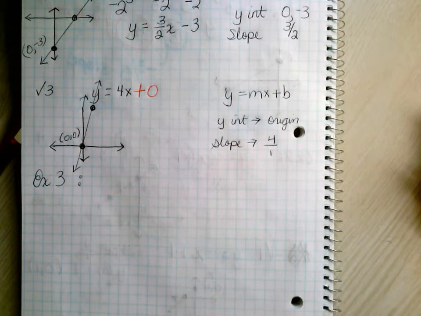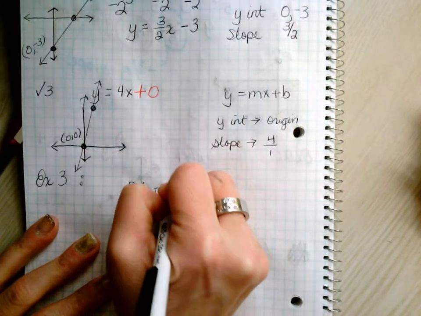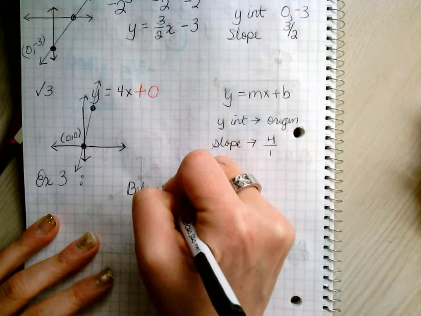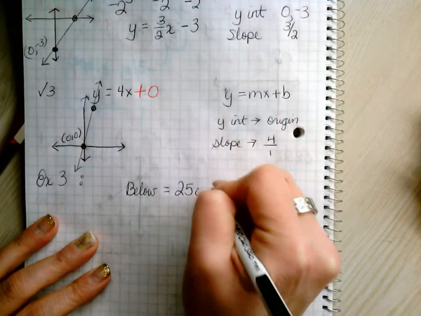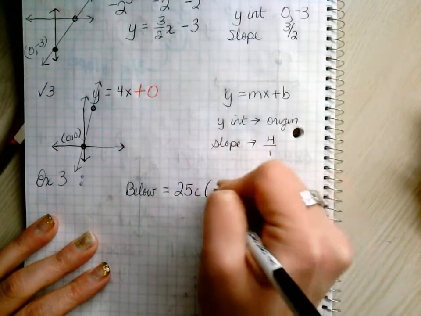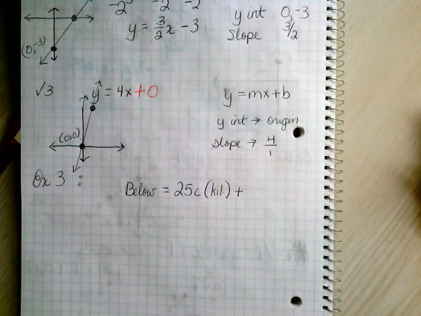Write an equation that approximates the temperature as a function of depth. In other words, the deeper you go, the hotter it gets. Okay? So, the temperature below surface is equal to the change, which is 25 Celsius per kilometer, added to the original crust value.